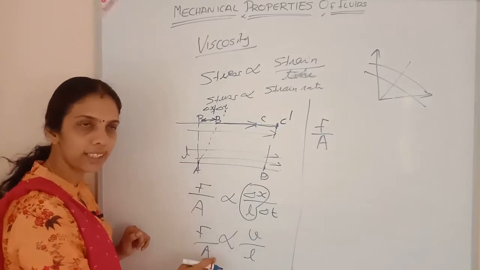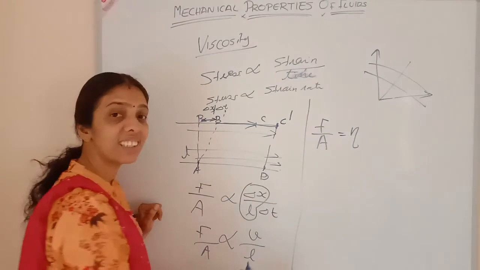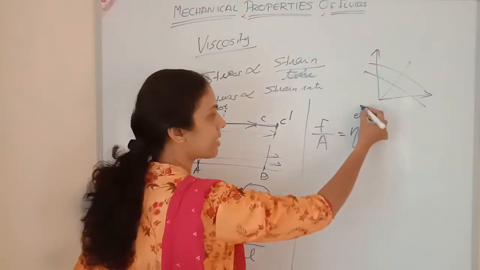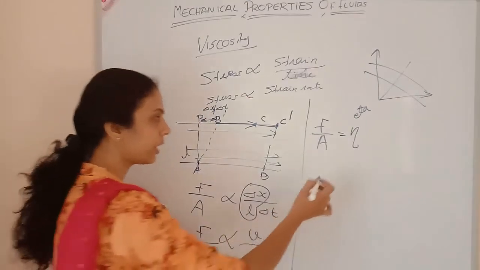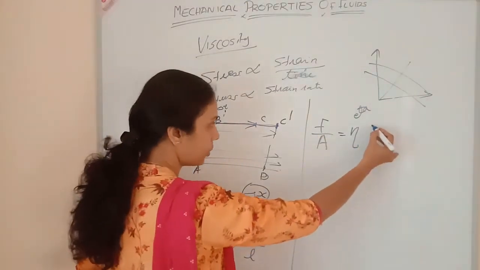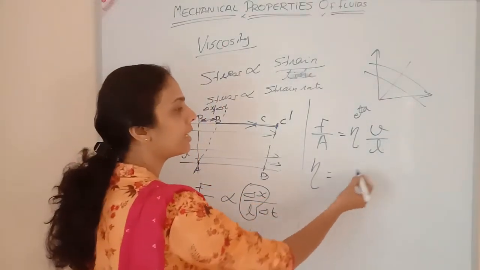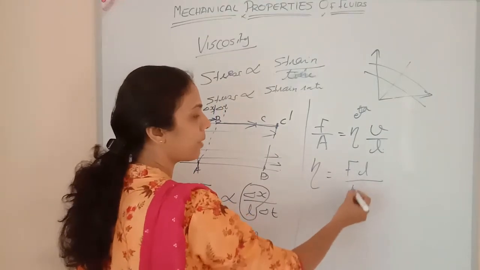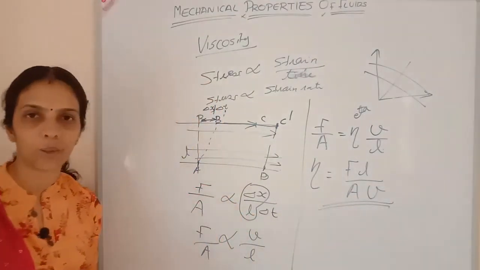This proportionality sign we can change by multiplying it with a constant eta. Eta is called the coefficient of viscosity. Or we will say viscous force is eta into V by L. So what is eta? Eta is equal to FL by AV. This is the coefficient of viscosity.